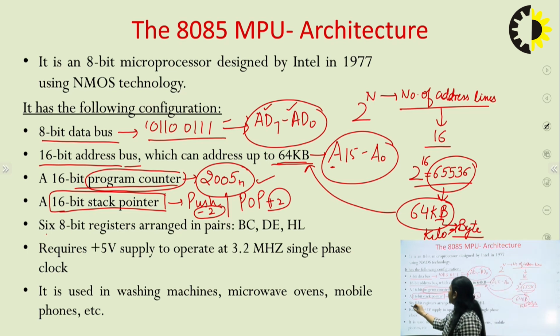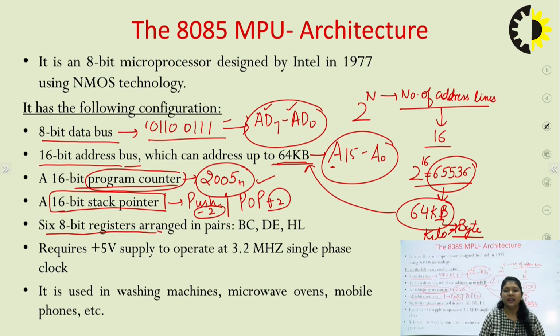Now there are 6 8-bit registers. In microprocessor 8085, there are 6 registers that are B, C, D, E, H and L. The data bus is also of 8 bits and the registers are also of 8 bits.